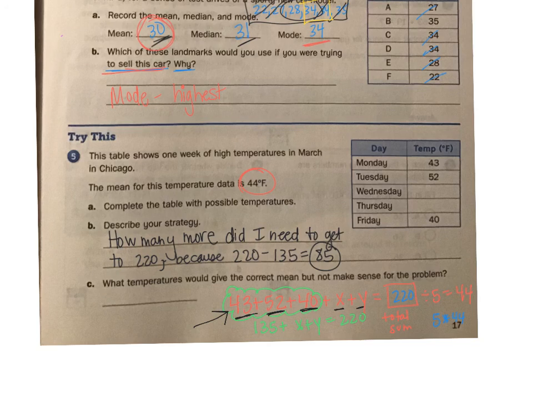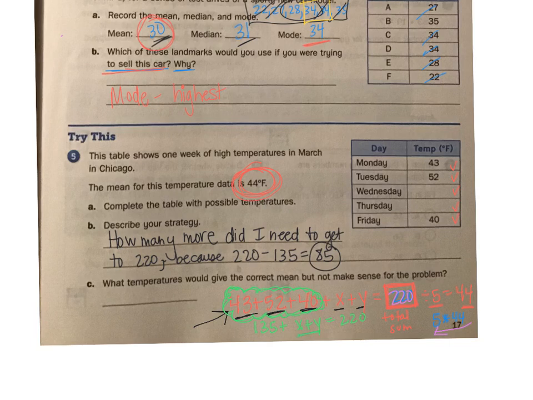I figured out that when I added them all up, I had an unknown total or sum. I was going to divide it by 1, 2, 3, 4, 5, which I did here. And when I did, I got my mean of 44. So then when I work this problem backward, 44 times 5 gave me my 220, which was here. And then I went here and I added all of these up. And I saw it was 135.